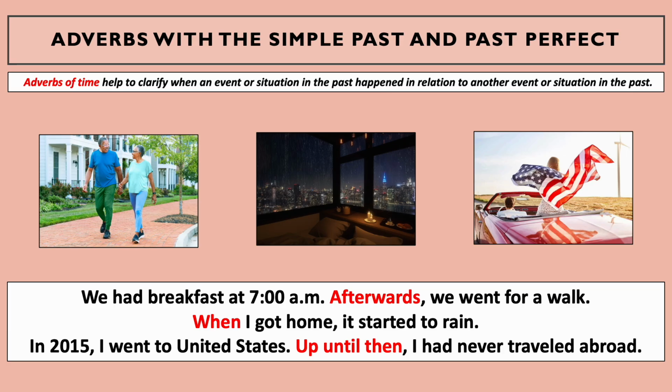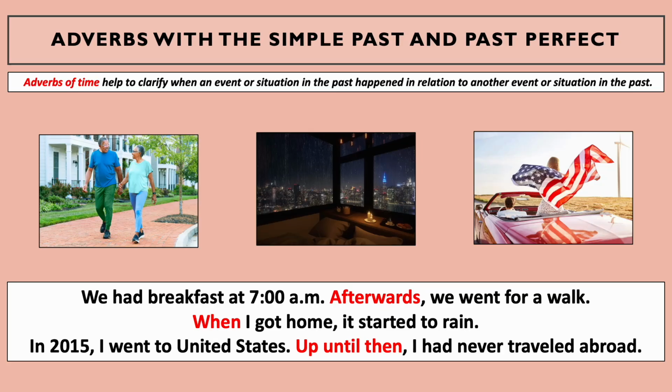Adverbs with the simple past and past perfect. Adverbs of time help to clarify when an event or situation in the past happened in relation to another event or situation in the past. For example, we had breakfast at 7 o'clock a.m. Afterwards, we went for a walk. In this case, we have two situations, and afterwards is used to say after that, like first, we had breakfast at 7 o'clock a.m., and afterwards or after that, we went for a walk.